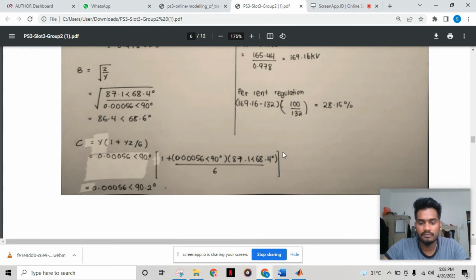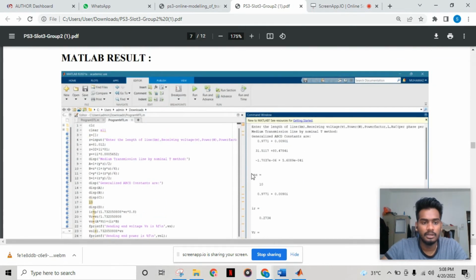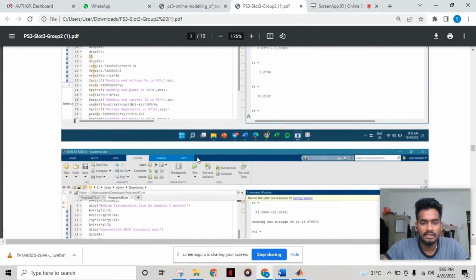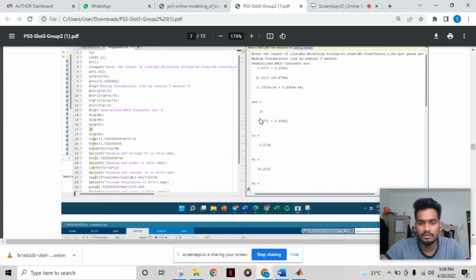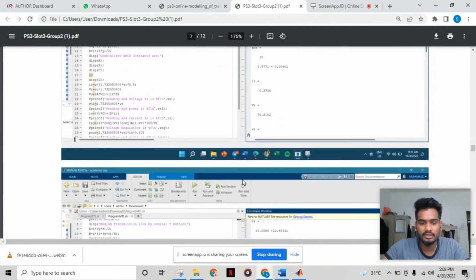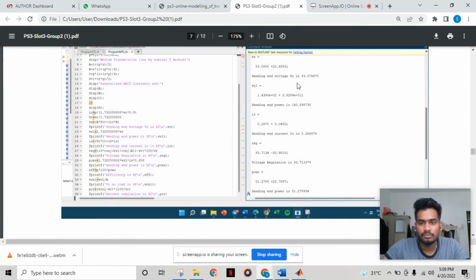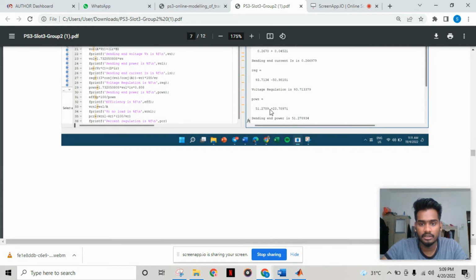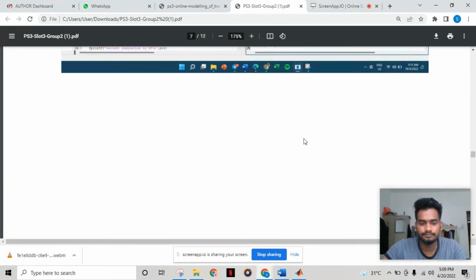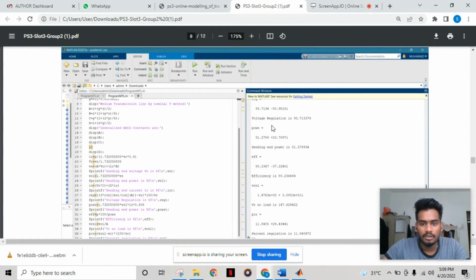This is the manual calculation we did, and we applied it in MATLAB with the given code. It tallies with the answer we got in the manual calculation. So the IR equals 0.2734, VR equals 76, Vs equals 83.0799, Vs1 equals 143.898738, and Is equals 0.266979, and the power equals 51.278934. We also got the voltage regulation, which is 93.71.